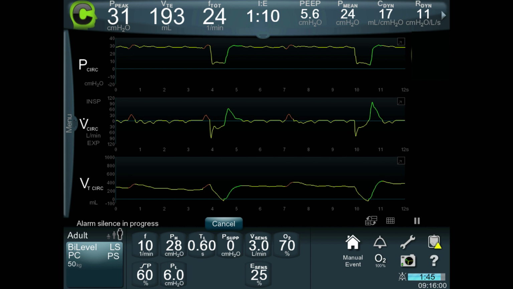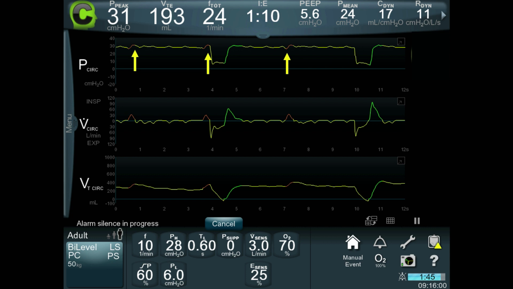Okay, so you're back. This is obviously airway pressure release ventilation using the bi-level pressure control mode. And here we have clearly evidence of the patient breathing spontaneously, and this is how airway pressure release ventilation works at its best. So this is good.